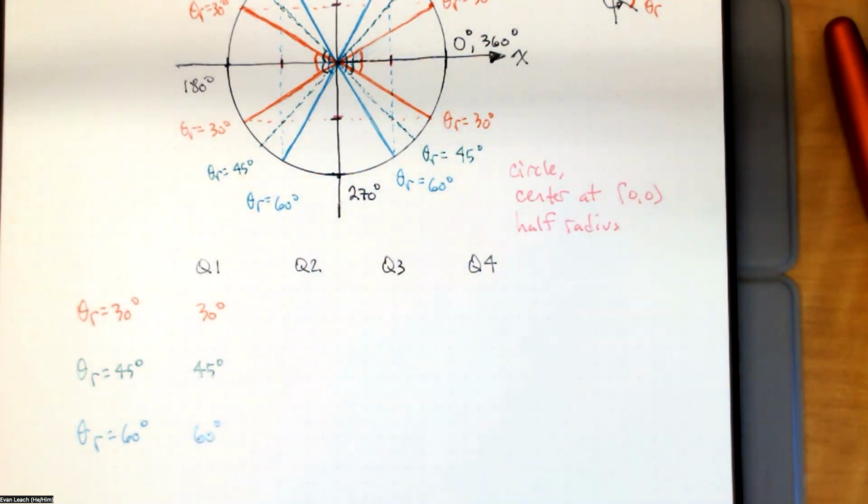I'll do the tricky quadrant. Quadrant 1, theta, the reference angle is just the angle itself. So a 30-degree reference angle in quadrant 1 is a 30-degree angle.